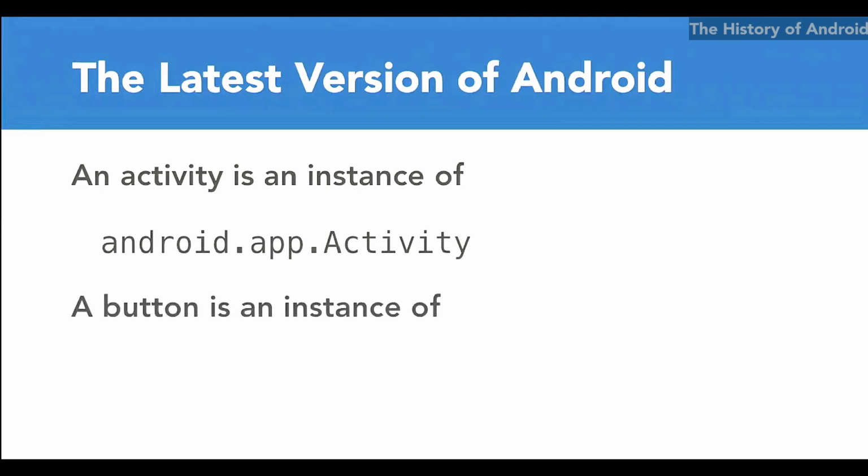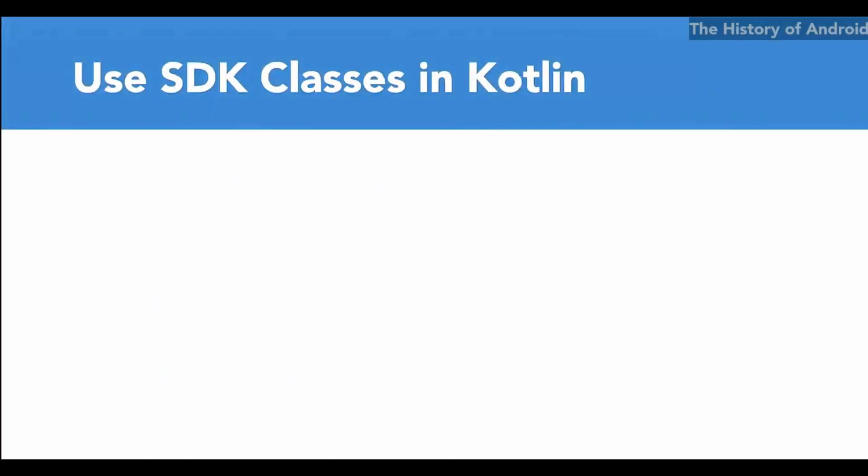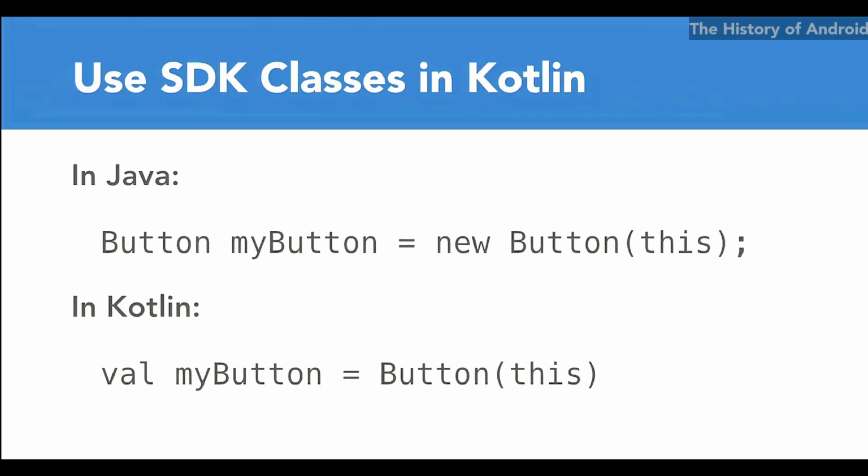And a button, or a text view or other visual widget, is also an instance of a class. The button is an instance of android.widget.Button. And you can use these classes either using Java code or Kotlin. For example, if you wanted to create an instance of a button class in Java, the code might look like this, while in Kotlin it would be a bit shorter and would eliminate extraneous syntax such as semicolons. Either way, you're still using the same components that are packaged with the SDK, and it's up to you as the developer to decide how to put those components together to create your own apps.